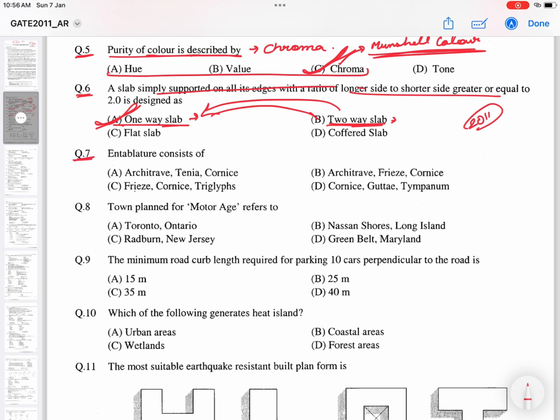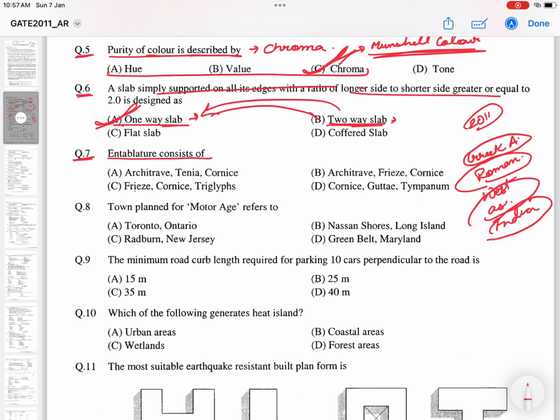Okay. Question number 7, entablature consists of. So entablature is from Greek architecture, and most of the questions you will get from Greek architecture and Roman architecture, most of it I'm saying. Very few you will get from other West Asiatic architecture, okay, and Indian. These are very important in consideration of history. So the entablature is composed of architrave, frieze and cornice, okay, architrave, frieze and cornice. This is the correct answer, B1.